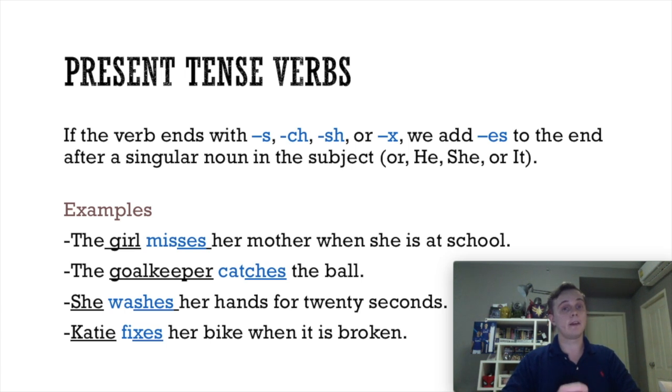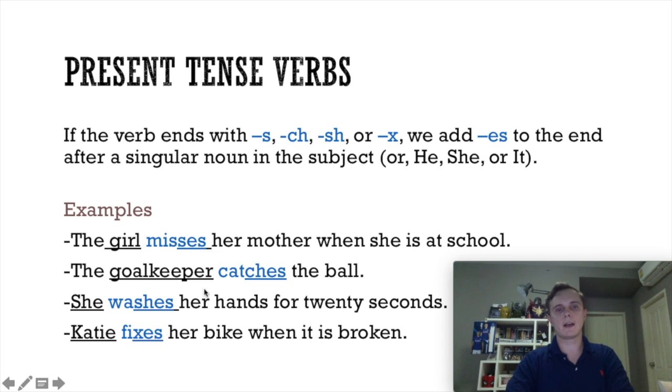But sometimes there are other rules we need to remember. If a verb ends with s, ch, sh, or x, you need to add es to the end of the verb after a singular noun in the subject, or he, she, or it. So, the girl misses her mother when she is at school. Girl is singular, one person in subject. The verb miss ends with s, so we add es, misses.